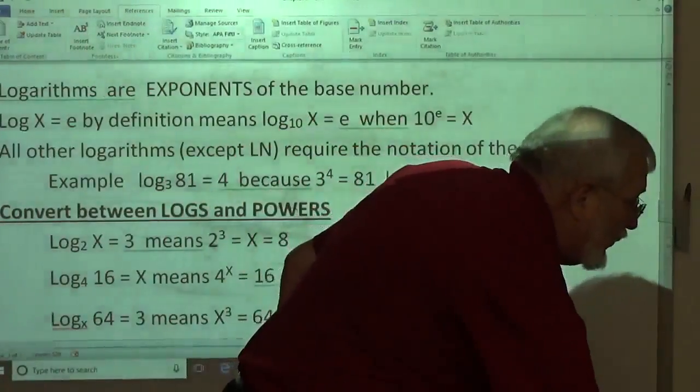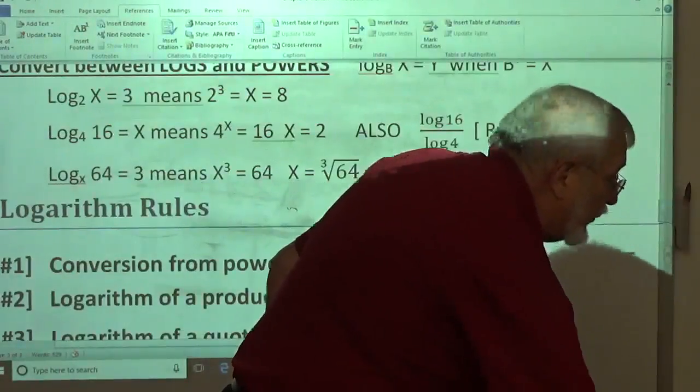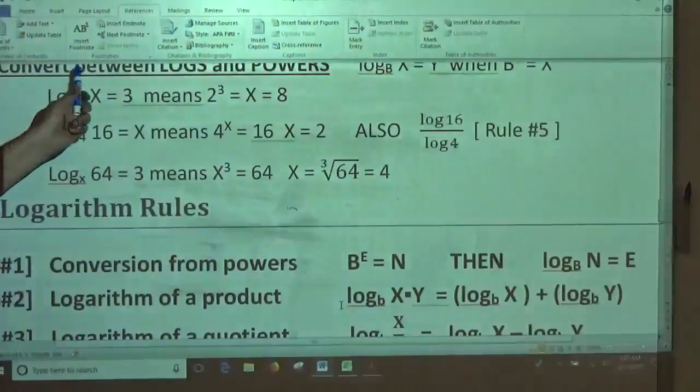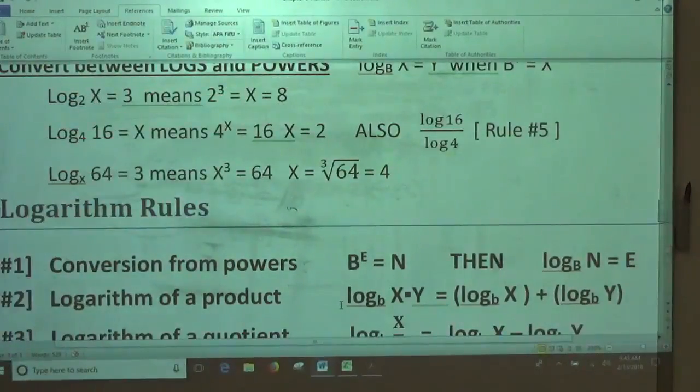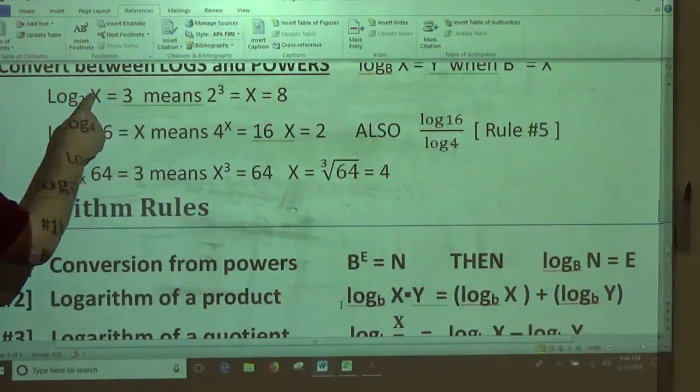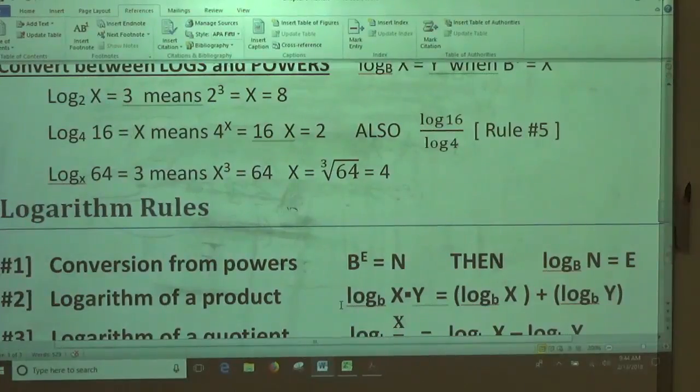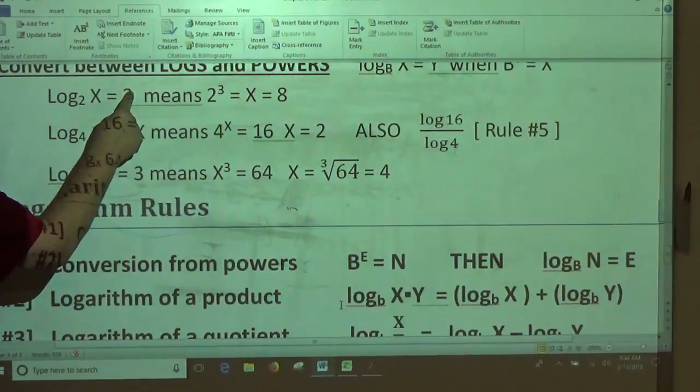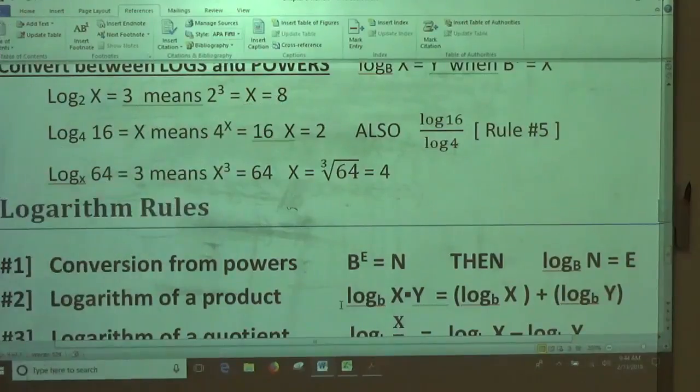Now, I thought that this was helpful. If you're converting between logs and powers, there's 3 different things. One is that the x is here. This is the missing value. This says log base 2 of x equals 3. Alright, so that means 2 to the 3rd power equals x, and that's easy to solve.